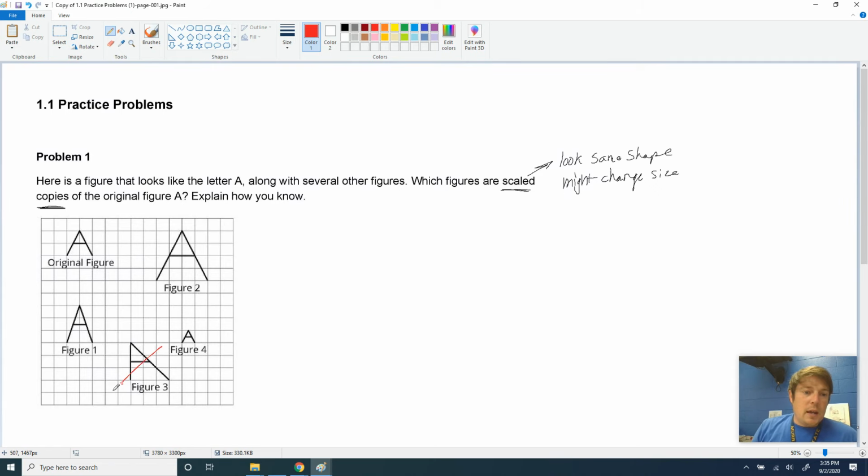So automatically, I'm going to go through here and cut out some just because of the different shape. This A is a different shape. It even has different angles for the legs that come out. So I know that that's not a scaled copy.